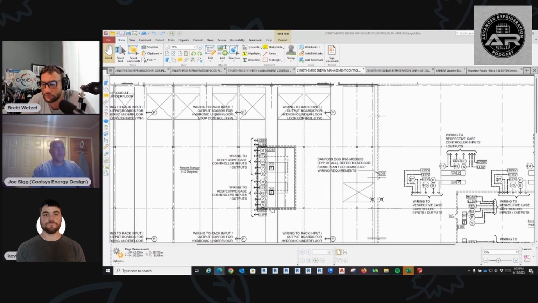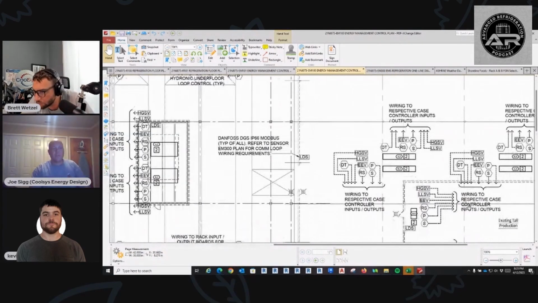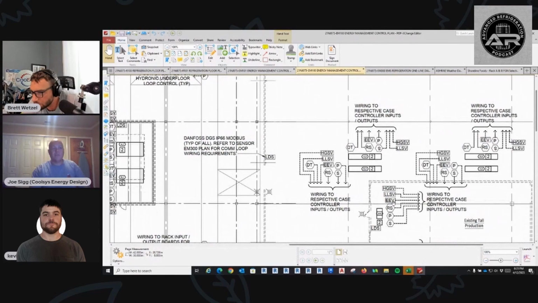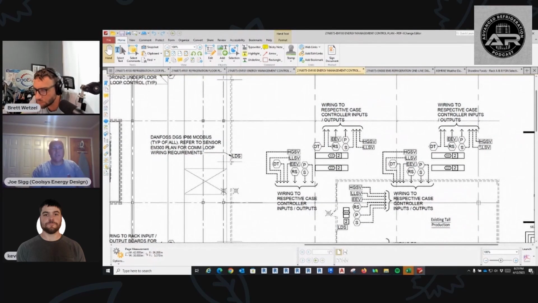Correct. And that's what we have here. You'll see we have a liquid line solenoid, even though we have an EEV. That allows us to positively shut down the system, basically.